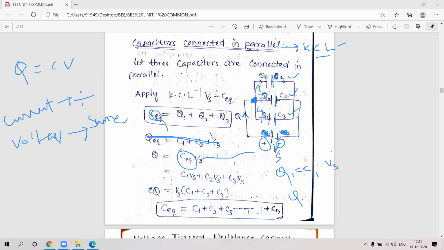Similarly, Q2 is C2 into Vs, C2 Vs. Likewise, C3 Vs. What is the common term here? Vs is common, so I'm writing Vs outside. If you take it out, you will get C1 plus C2 plus C3. And this Q is C equivalent Vs.